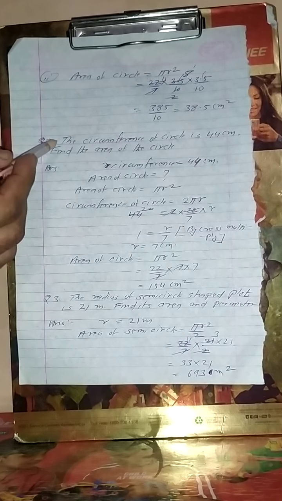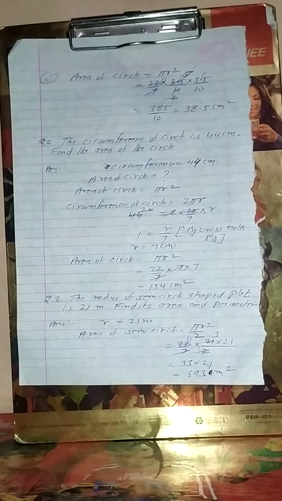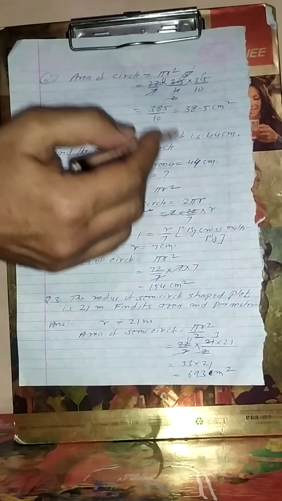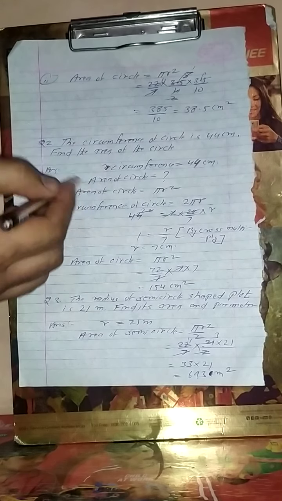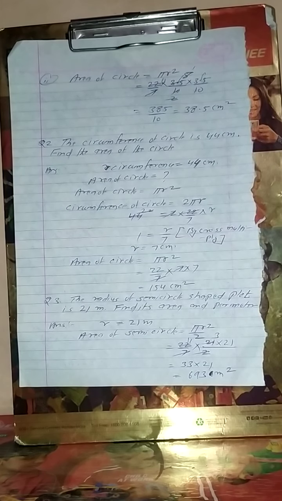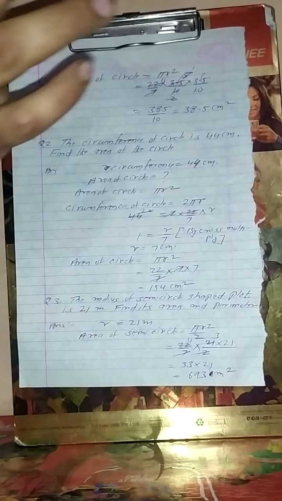Next question. The circumference of a circle is 44 centimeter. Find the area of the circle. In this question we are given the circumference of the circle. We have to find the area of the circle. For finding the area of the circle we need the radius. So we find the radius from the given value of circumference.